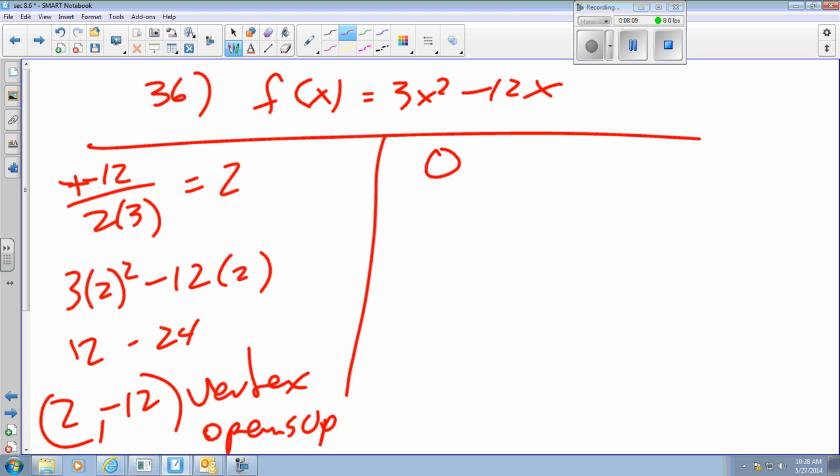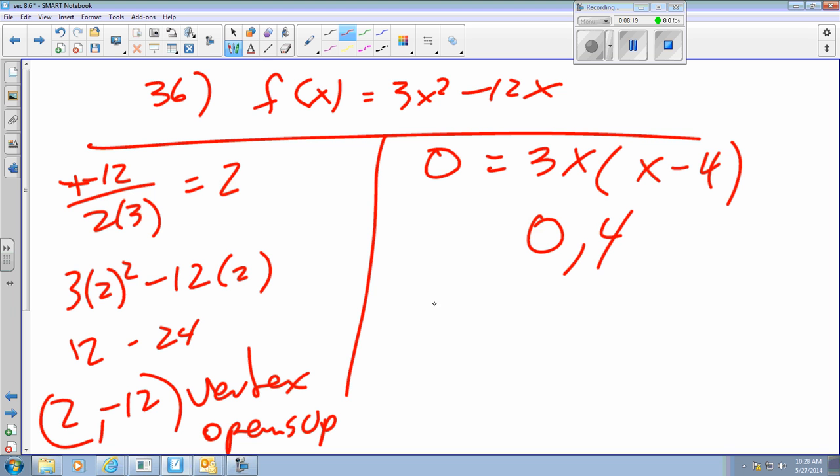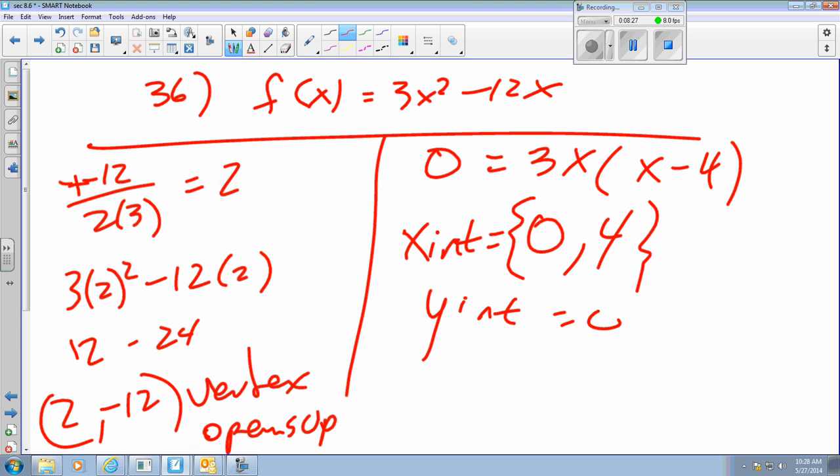Over here, x-intercepts happen when y is equal to 0. I'm going to factor 3x out, leaving me with x minus 4. 0 and 4 are my x-intercepts. My y-intercept is 0. So down here someplace is 2, negative 12. There and there.